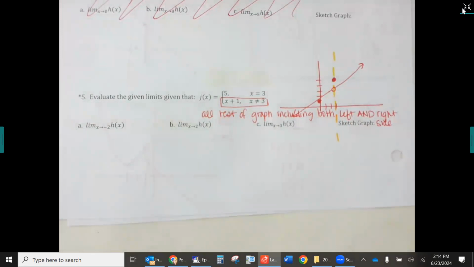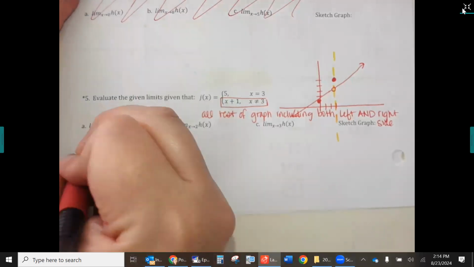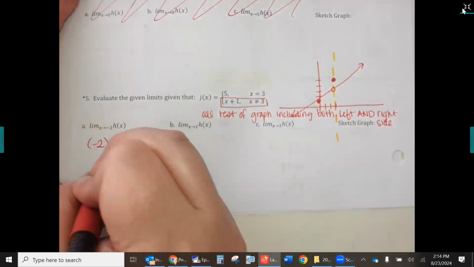Okay, so now let's do our limits algebraically. If I want x approaching -2, is that an x value that is equal to 3, or is it a number that is not equal to 3? Not. Then where am I going to plug -2 in? Top or bottom? Bottom. What is -2 plus 1? That would give me -1.